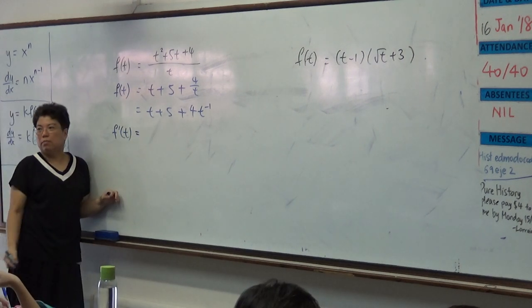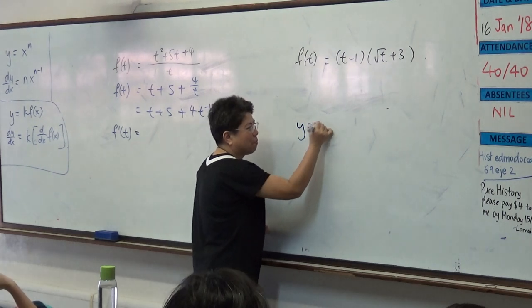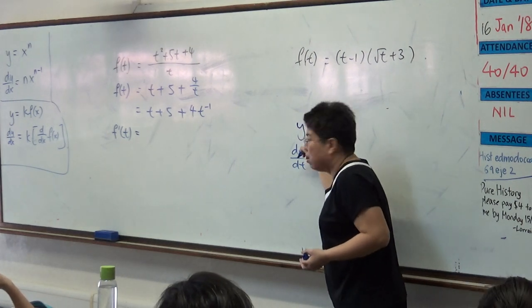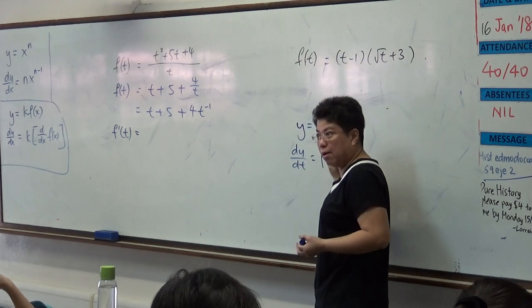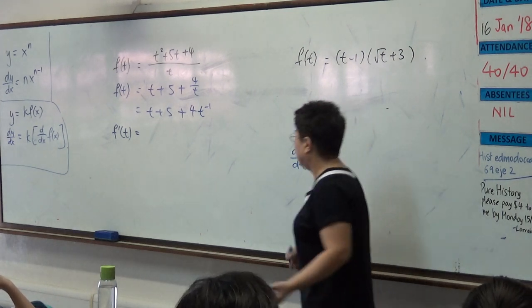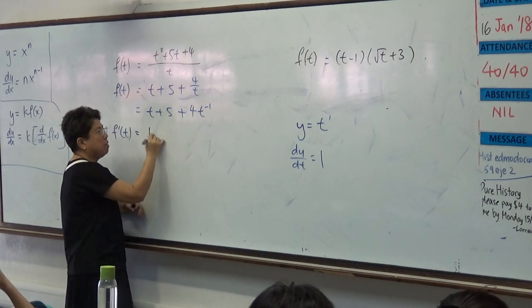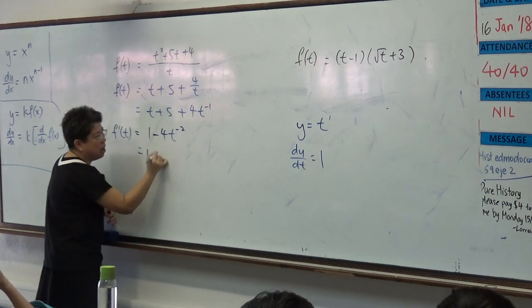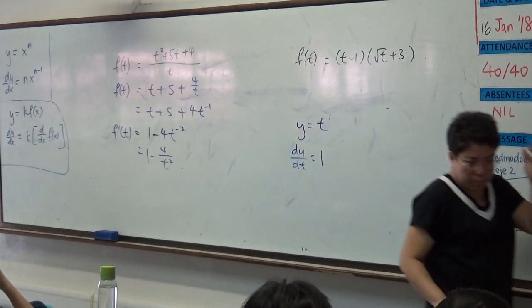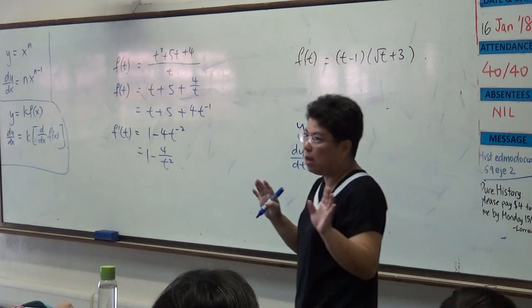Tell me, what's this? 1 or 0? 1. Don't talk, you will prove it. 1, 1, 1. You see that it's an invisible one here? So it's 1 mark. Then 5 differentiates to 0, this is 1, right? Then what is this? Minus 4 t to the power of minus 2. So it's 1 minus 4 over t squared. Alright? Everybody clear? Now I hope I'm presenting it in the best possible way. If not, it's very confusing. If you read the whole thing, I think you're going to flip the entire floor.